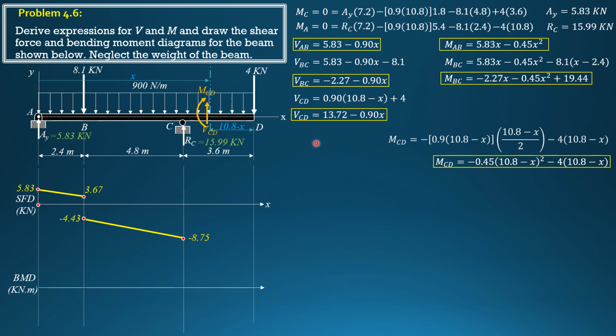Then for CD, when x is at C, 7.2, 13.72 minus 0.9 of 7.2 should be equal to positive 7.24 as shown. Then when x is 10.8, 13.72 minus 0.9 of 10.8, the value is positive 4 as shown. Since this is a straight line again, you just connect these two with a straight line as shown in the figure. Then it should end up at 0 because of 4 minus 4. If you proceed to just to the right of D, it should be subtracted by 4 to make it close. So that's the shear force diagram in kilonewtons.